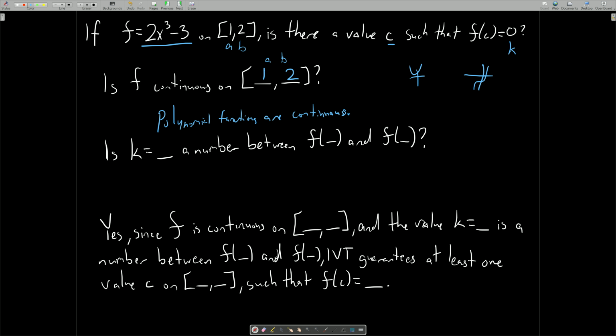Now if you have x squared, that's always continuous. If you have x cubed, that's always continuous. These polynomial functions, they're continuous. That's how you know that this function is continuous on the interval from 1 to 2.